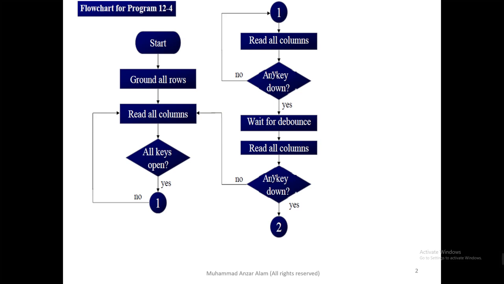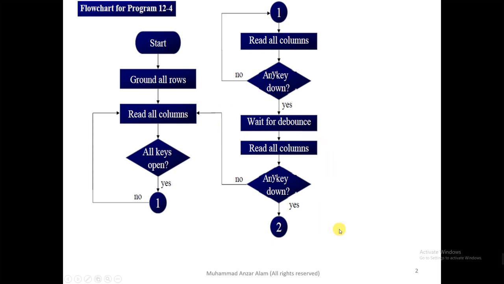Then the first task the program should do is make all the rows zero. As you have seen here, we were having the rows, and here we were having the columns. So all the rows should be zero. So the first task is to make all the rows zero. Okay, so read all columns.